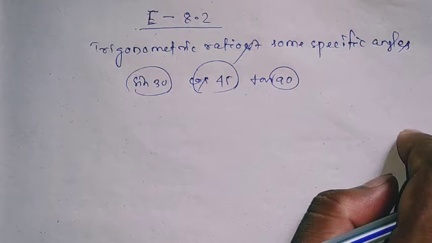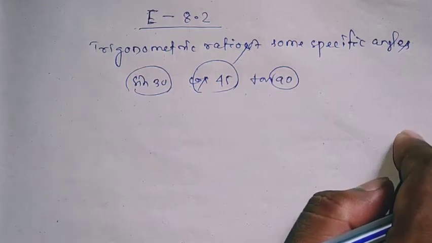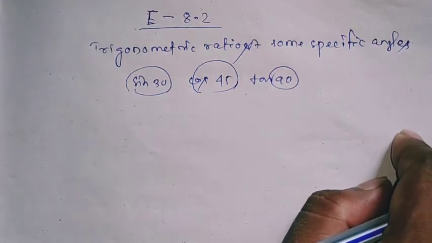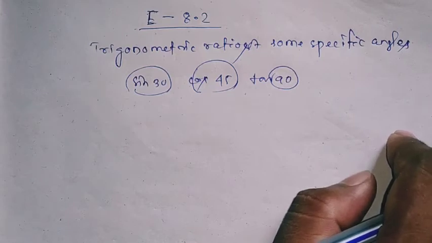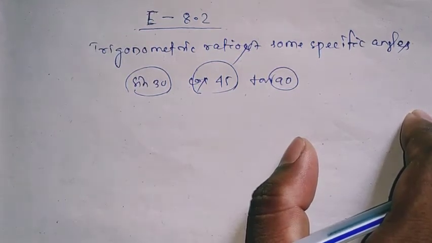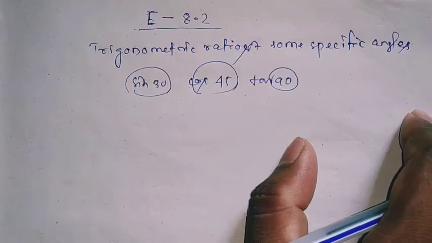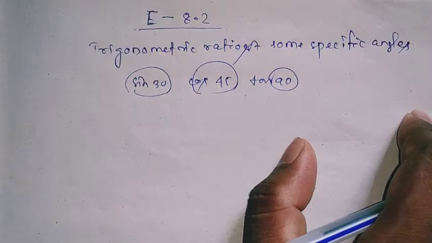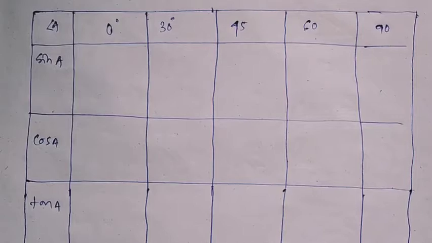There are so many theories, so we don't need to discuss those theories. We will directly learn how to evaluate these values. I will provide some tricks to remember these values easily. So let us begin with the tricks. First of all, I will give you a table, or draw a table like this. So create a table like this.